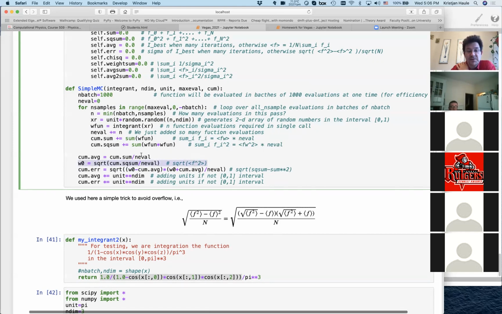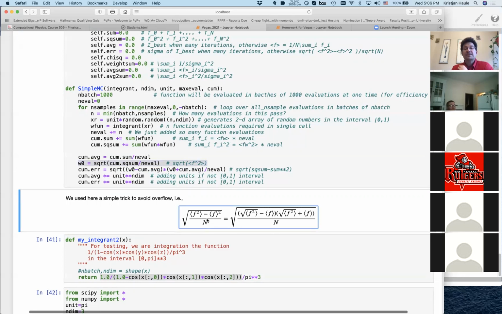Now, why do we do that? Because we want to evaluate the standard deviation in such a way that we don't hit overflow. Sometimes overflow can occur because these sums can be very, very large when you have a pole in the function. So therefore, we use the following trick.